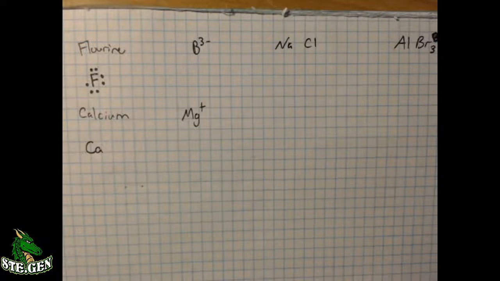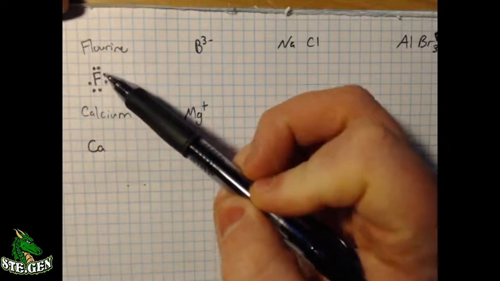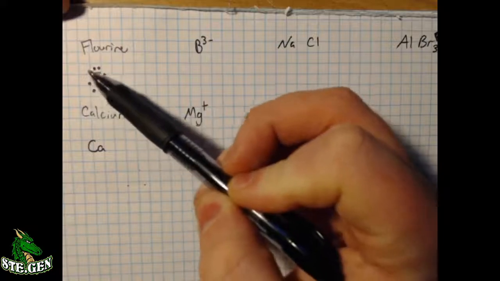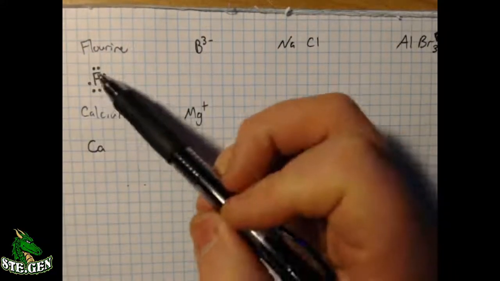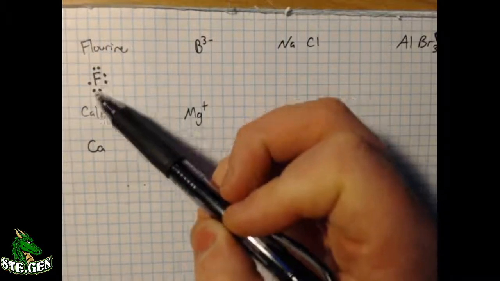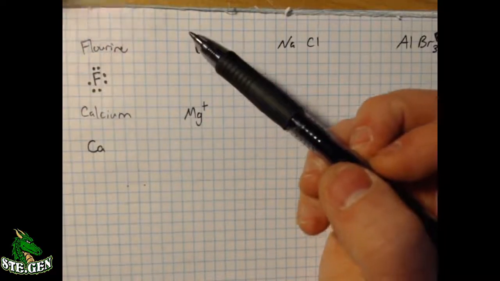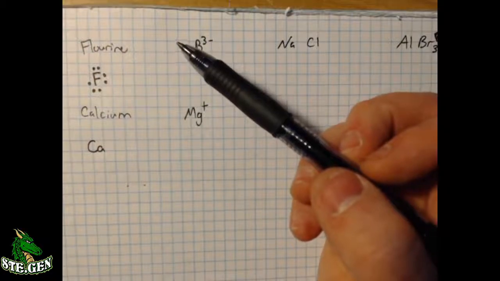Now, one question that I usually get on this is, do you have to go in this order? Like, does the dot that's alone have to be over here? And the answer is no. As long as 3 of the sides have 2 dots and 1 of the sides has 1 dot, I do not care which of those sides it is.